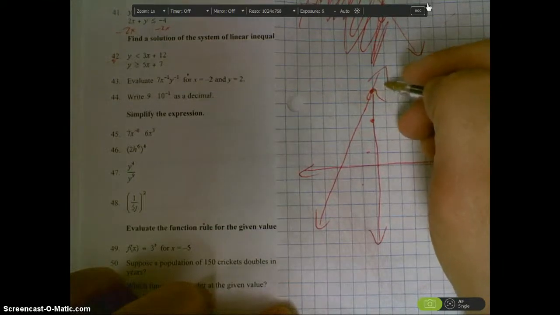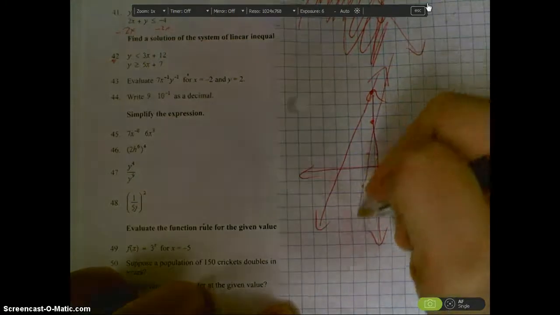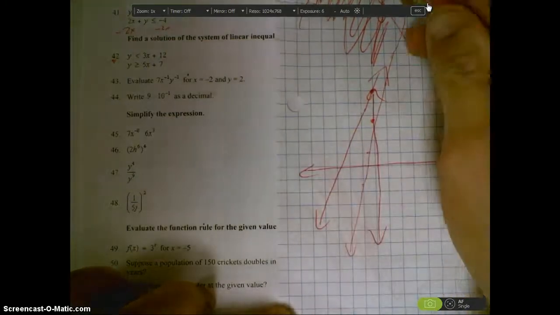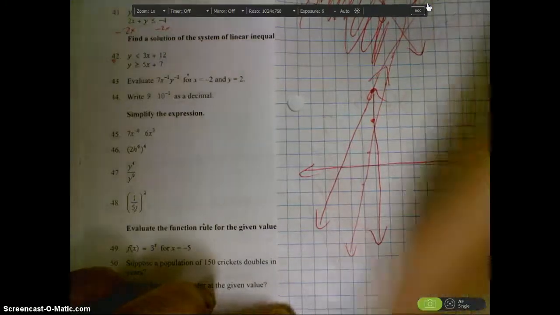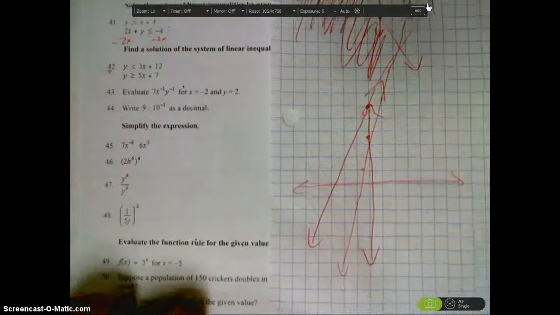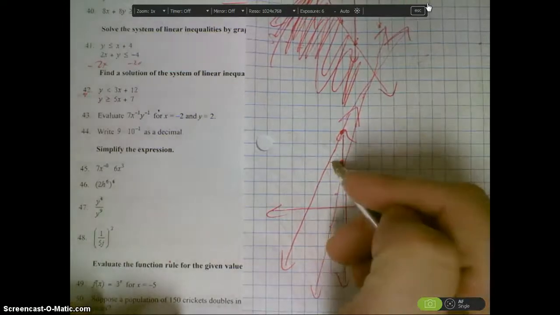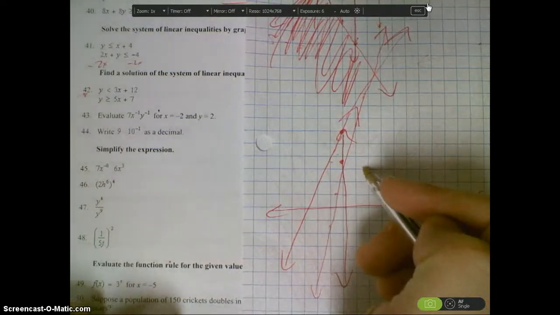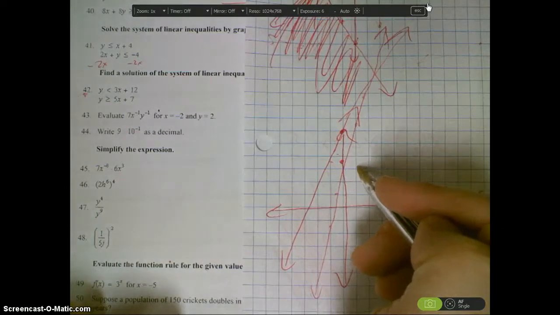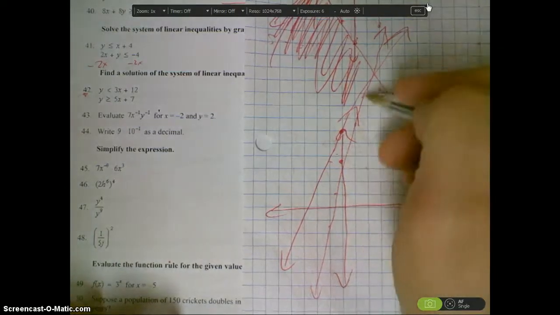Forward 1. Alright, so we're here, and you can see that this cross is way off the grid. Let me slide down here. So I have to find a solution. It needs to be less than the 3x plus 12, so that's down here, and greater than the 5x plus 7, which is above this line.